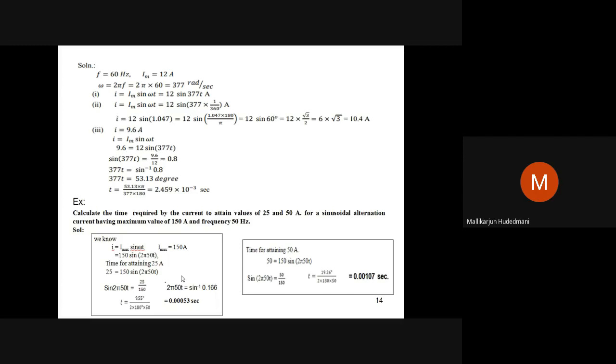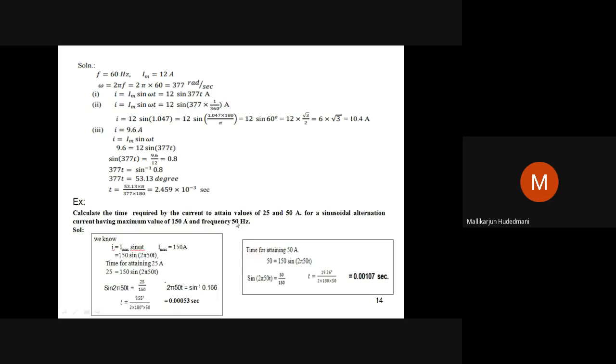Now moving to another variety of problem: calculate the time required by the current to attain values 25 and 50 ampere for a sinusoidal alternating current having a maximum value of current. The wave has a peak of 150 ampere whose frequency is 50 hertz. When does that wave, having peak value 150 and frequency 50, possess 25 ampere, and 50 ampere? That is the time we have to calculate.